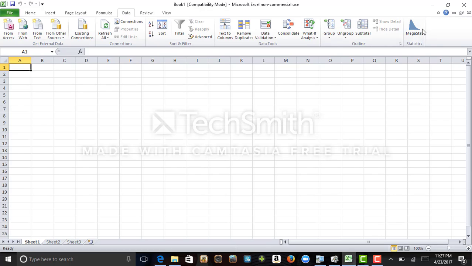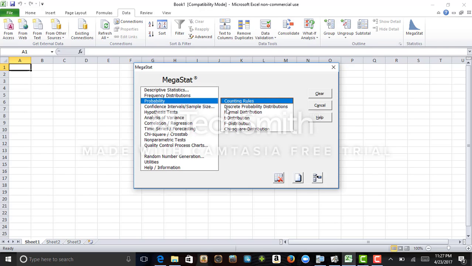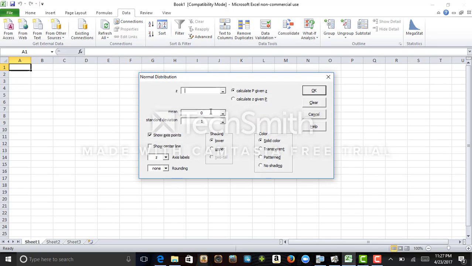Another way of solving that is using Microsoft Excel with MegaStat. MegaStat is an add-in toolbar in your Microsoft Excel. How to do this: click MegaStat, then Probability, and under Probability we're going to click Normal Distribution. Our mean was 32.5 and our standard deviation is 4.6. We're going to calculate the probability given x, and our x was 30.5.